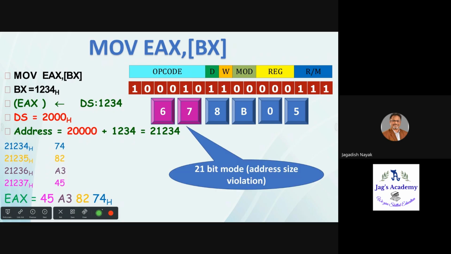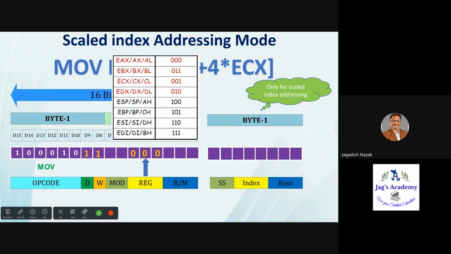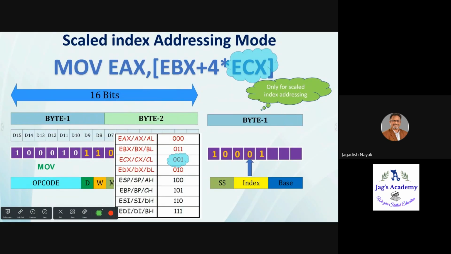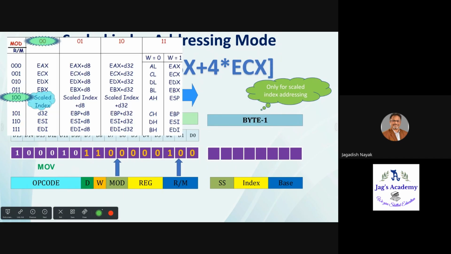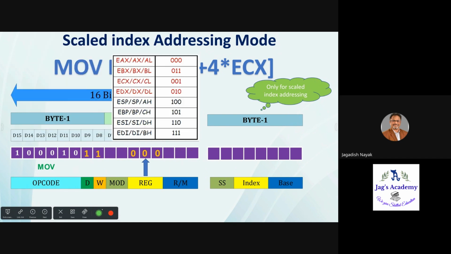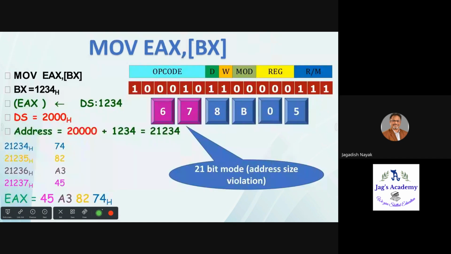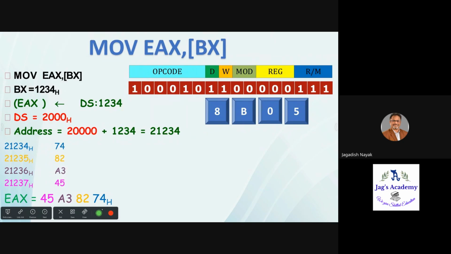If it is 32-bit mode of operation, then you would refer to this table. See here. Where is inside bracket BX? Here. Okay, this is for 32-bit mode of operation. You don't have any 32-bit register in this, right? So you would refer to that table only. See, this BX.